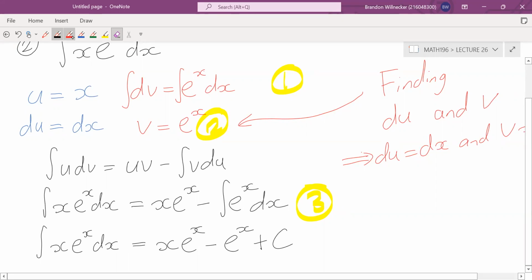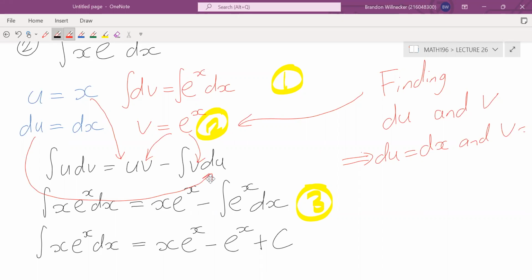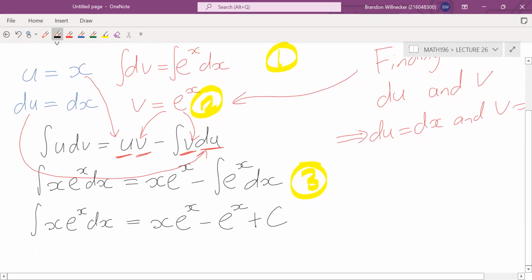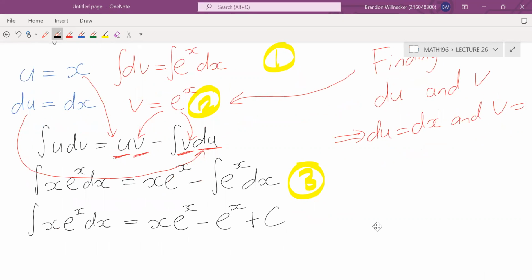So u, this bit gets substituted there, v gets substituted there, and there, and then du gets substituted there. Okay, so I'm just substituting. So you substitute u, you substitute v. We substitute v again, and we substitute du. So once you've made the substitution, everything will be in terms of x.